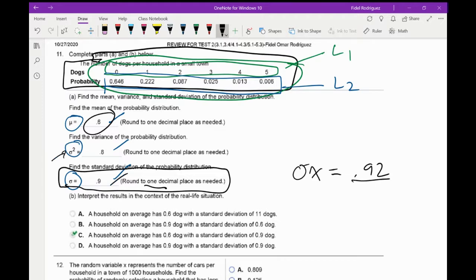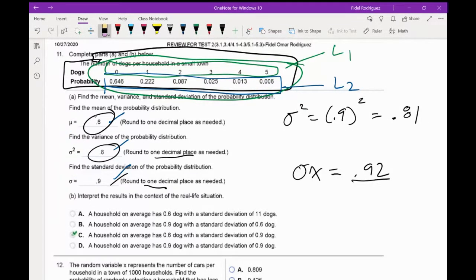Now look at the variance. The variance is sigma squared. So sigma squared would be, take your calculator and take 0.92, or if you wanted to, because we've already rounded it to 1 decimal place, you can take 0.9 and you're going to square it, and that's going to give you 0.81. And again, if it tells me to round to 1 decimal place, there's my 0.8. Okay. All right, so now that we have that, let's see if we can figure out what some of these things mean.